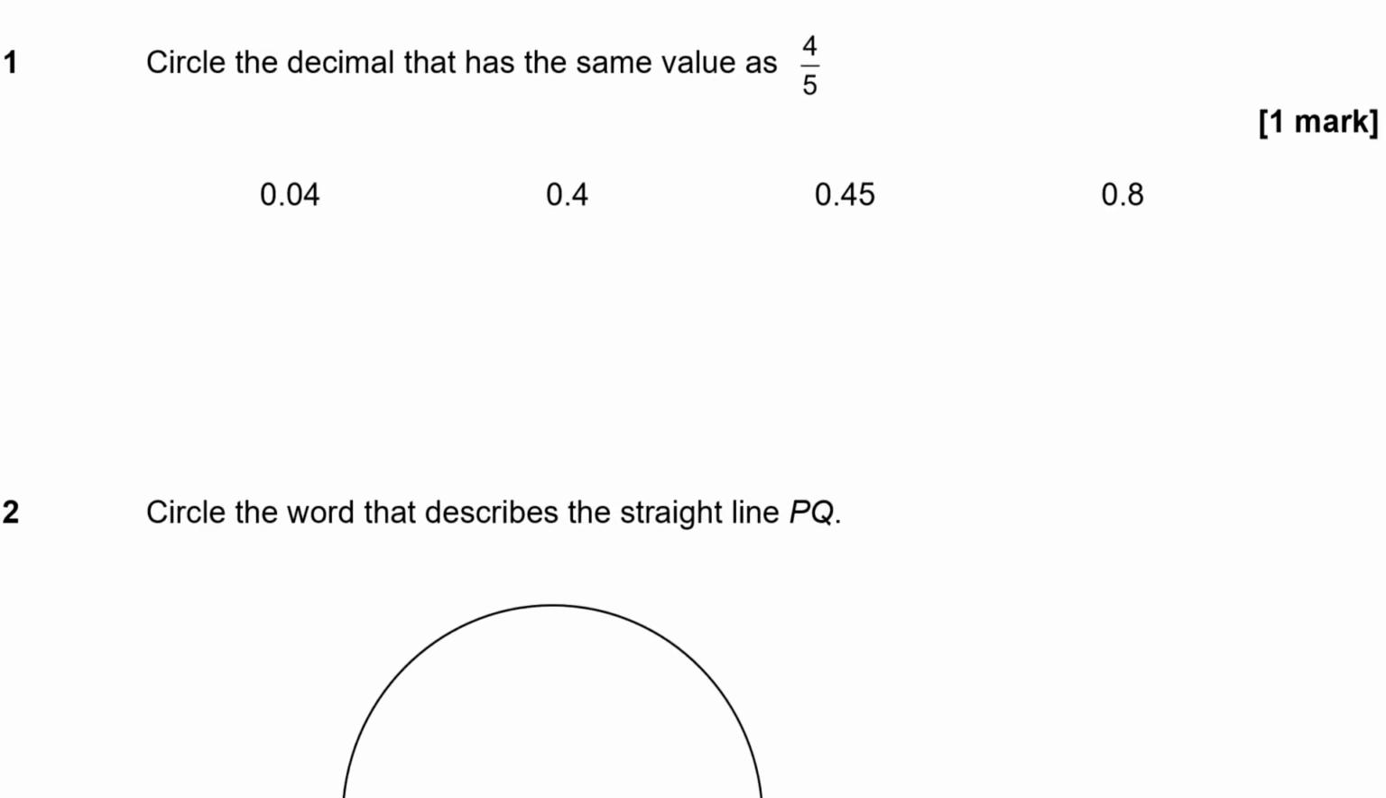Question 1. Circle the decimal that has the same value as 4/5. Well, these are decimals out of tens and hundreds, so if we can convert this fraction so the denominator is either in tens or hundreds, we should be able to compare them. So 4/5 I can turn into a fraction over 10 by multiplying top and bottom by 2. 5 times 2 gives me the 10, and 4 times 2 gives me 8. So 4/5 is the same thing as 8/10, which has got to be the same thing as 0.8, because the digit after the decimal point is tenths. So 8/10 is 0.8, which is that one there.